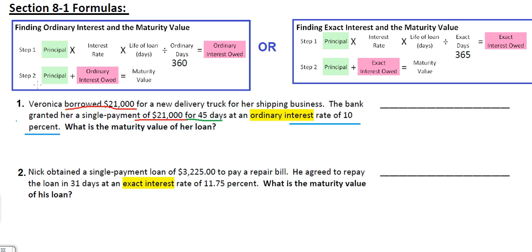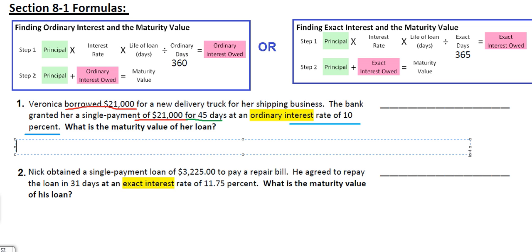What is the maturity value of her loan? Well, we're going to use both steps here, folks. Step 1, what is the principal? The principal, again, is the amount of money that is being borrowed. And in this case, it's $21,000.